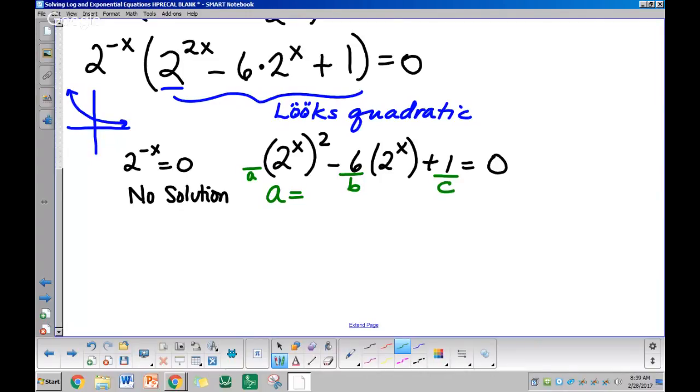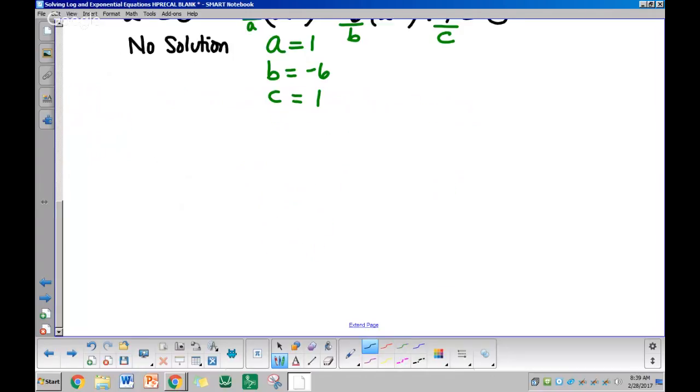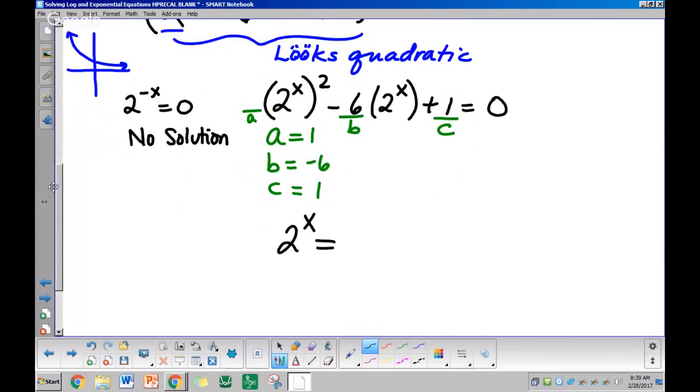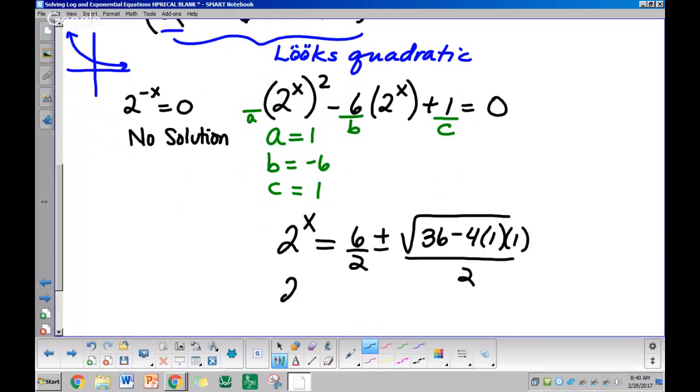Following now? What's a? 1. B is negative 6. C is 1. Everybody follow that? So we're saying then 2 to the x equals the opposite of b, which is 6, plus or minus the square root of b squared, which is 36, minus 4 times 1 times 1, all over 2.